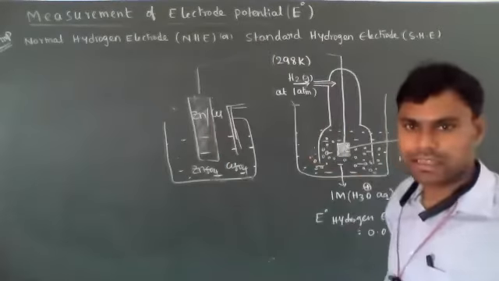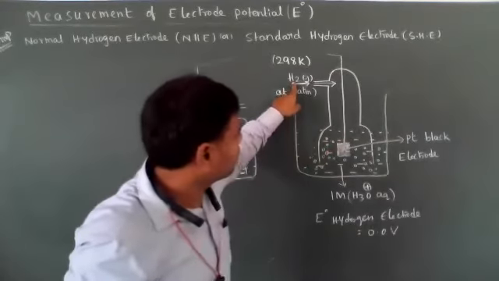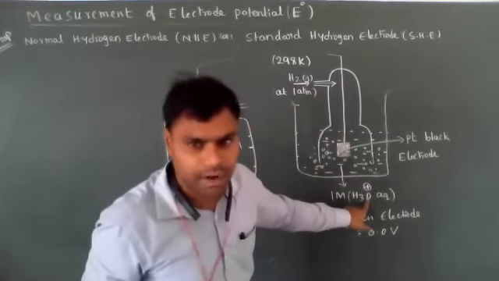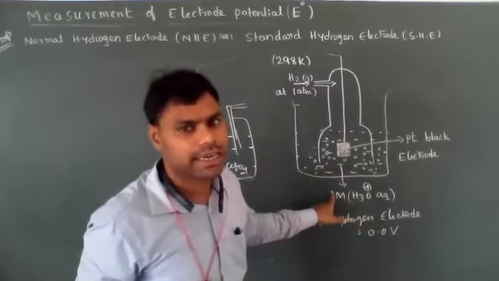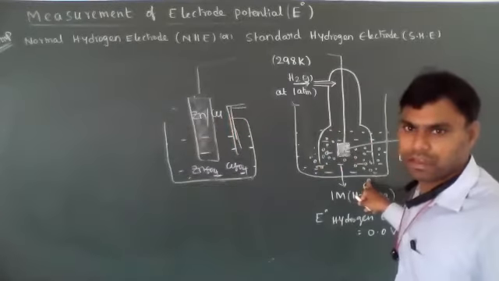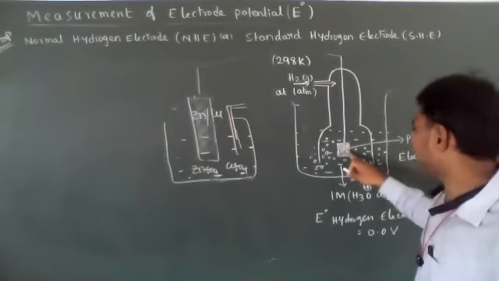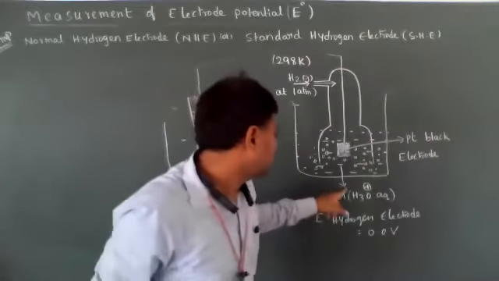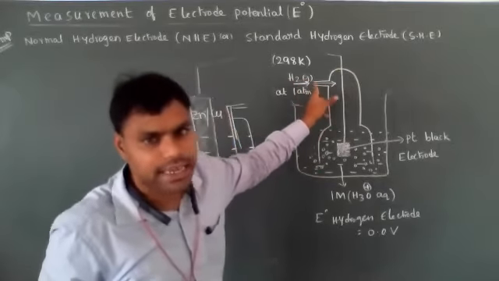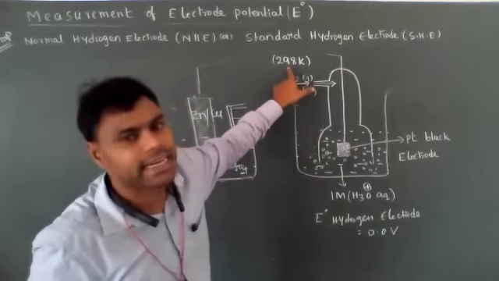Let's see. In the hydrogen electrode, we have hydrogen gas. In a U-shaped tube, you have to take H3O+ ions, 1 molar H+ ions. Its concentration of H+ ions is how much? 1 molar. In it, a platinum electrode is dipped in H3O+ ions, and through a glass tube we are passing hydrogen gas at 1 atmospheric pressure and 298 Kelvin temperature.